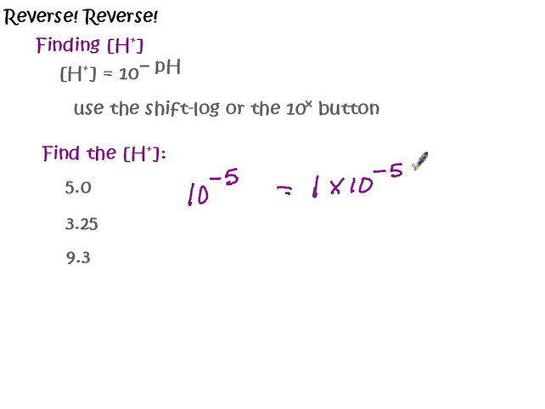All right, how about 3.25? So if my pH was 3.25 and I want to find the hydrogen ion concentration, I just go 10 to the minus 3.25. Hit that second log, negative 3.25. The answer I got in my calculator is 5.6 times 10 to the minus 4th.